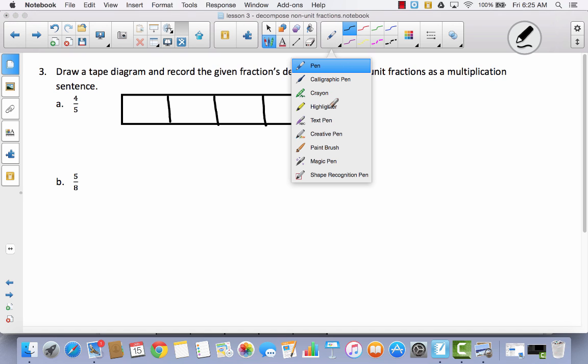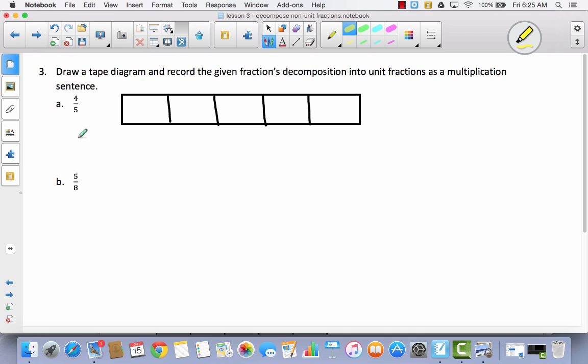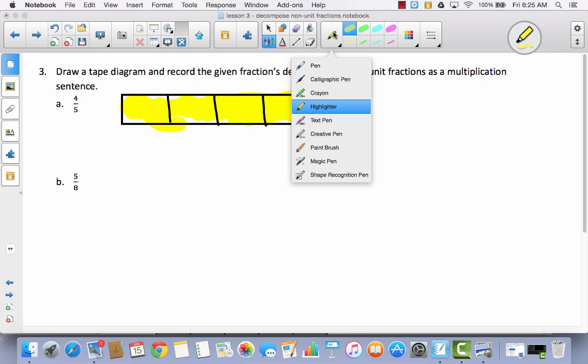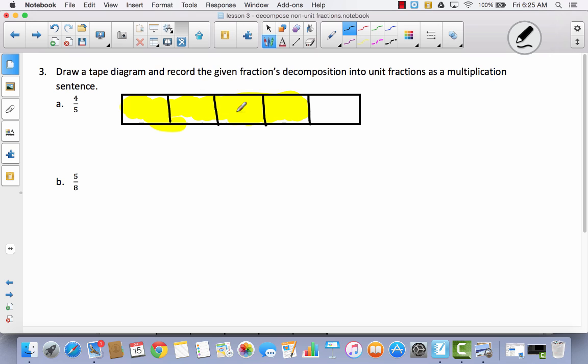All right, so now we're going to shade. Remember, I'm going to use my highlighter. You can use your pencil to shade. Just remember that you're going to lightly shade, because we don't want to hide where you just divided this tape diagram into parts. You don't want to color so heavily with your pencil that you can't see the lines where you separated it.